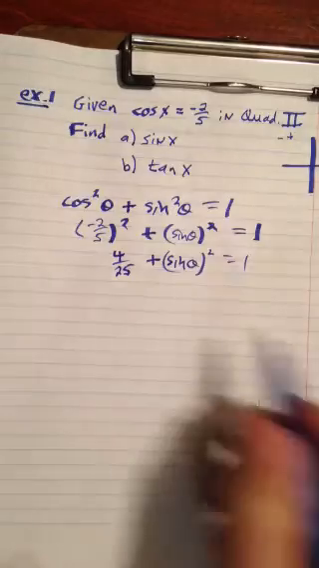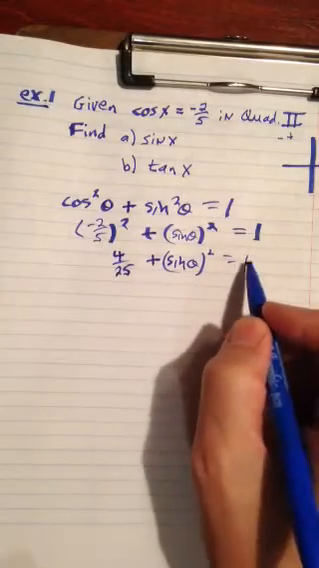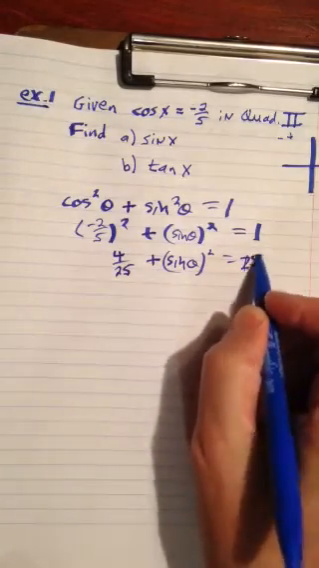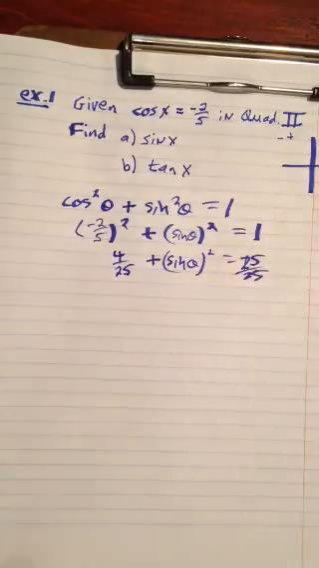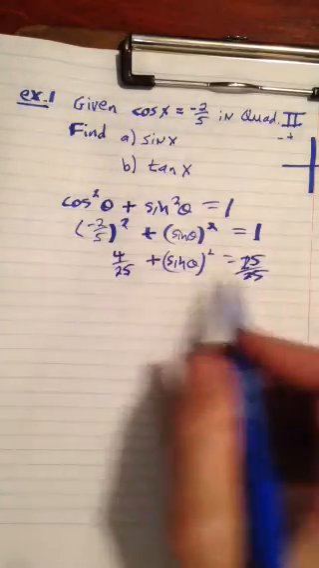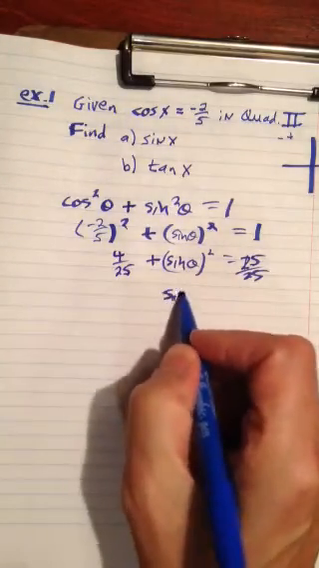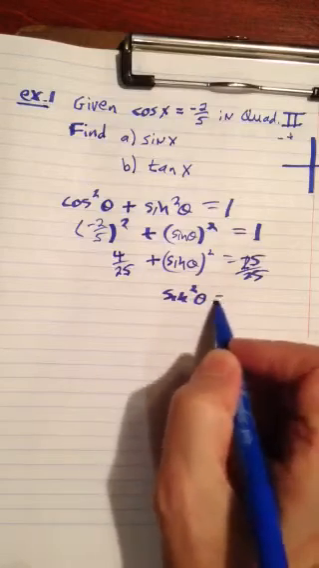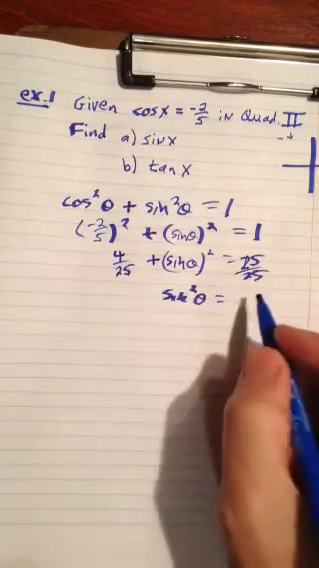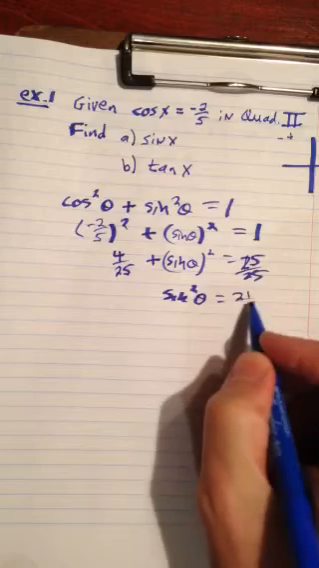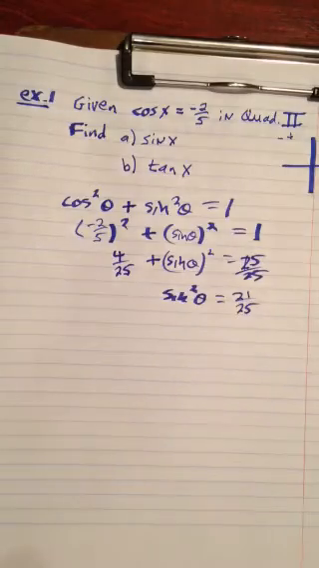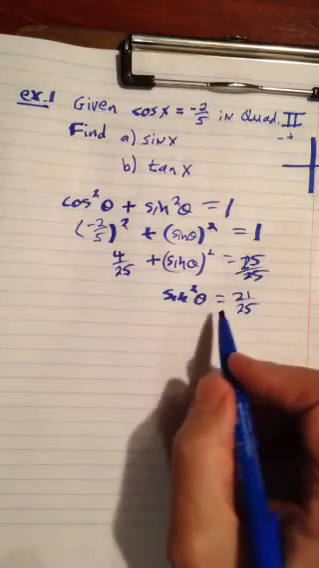All right, so you're going to subtract that from both sides. If 1 is the same as 25 over 25, and so when you subtract the 4/25, you can get sine squared theta equals 25 minus 4 is 21 over 25. Now you're going to square root.